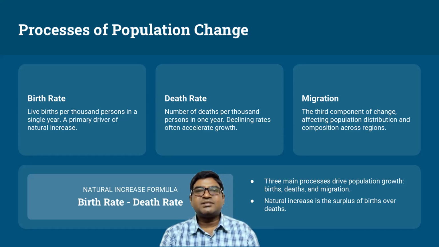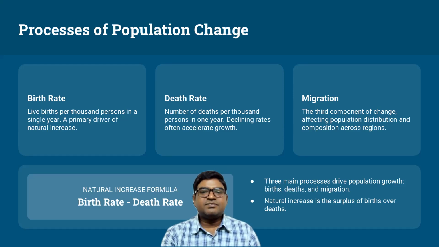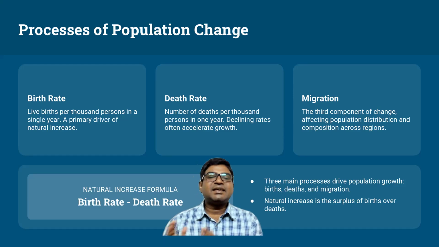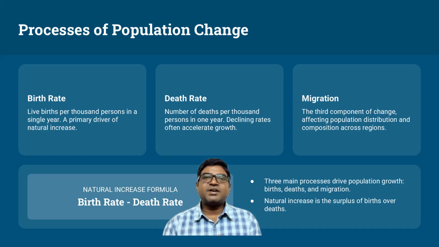So that is also one reason why people move from one place to another. Now, the natural increase formula is equal to birth rate minus death rate. If the birth rate is greater than the death rate, naturally we can say that the population has increased. If the birth rate is 10 and the death rate is 5, that means 10 people are born and 5 people died. So 10 minus 5, 5 is going to add to the population.